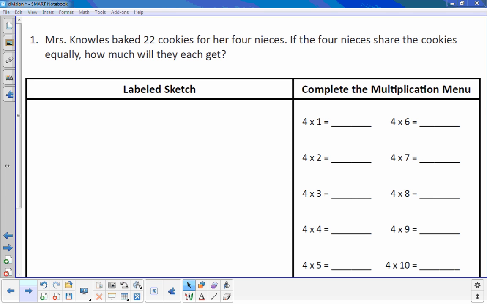So first problem. Problem 1. Mrs. Knowles baked 22 cookies for her 4 nieces. If the 4 nieces share the cookies equally, how much will they each get?